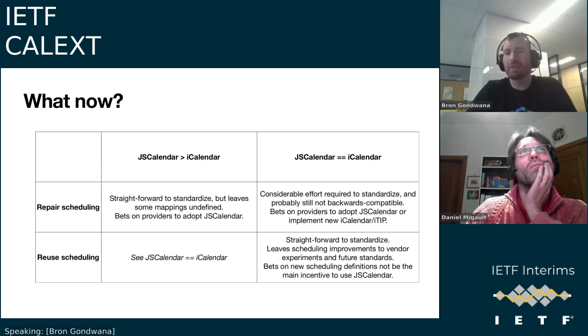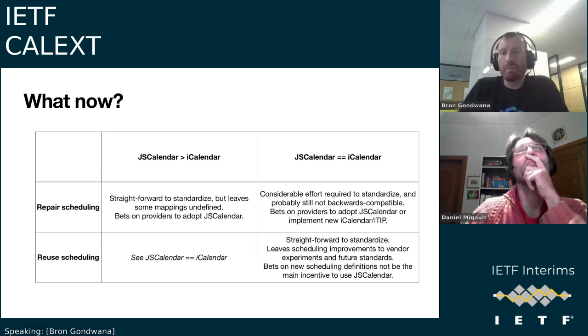I guess I'll pop myself in the queue first then, since no one else has jumped up. It seems to me that reuse scheduling now doesn't stop us doing repair scheduling later. It doesn't stop us adding new things in a second revision. It's whether the first revision fixes everything straight away, or whether we go for the minimum possible now and add other things later. Does that map to your understanding, Robert?